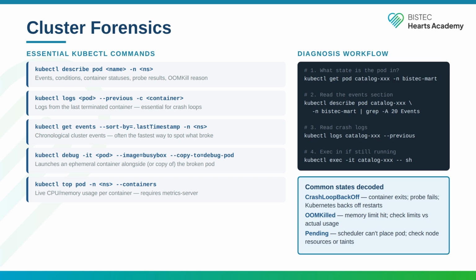Fourth, kubectl debug. This attaches an ephemeral debug container to a running pod. When your application container has no shell, and minimal production images should not, kubectl debug injects a busybox container running alongside it with access to the shared network namespace. Fifth, kubectl top pod --containers. This shows live CPU and memory usage per container. When a container is throttled or approaching its memory limit, this shows it.